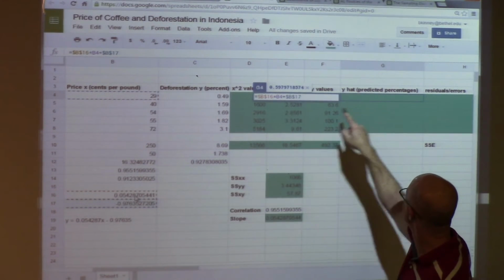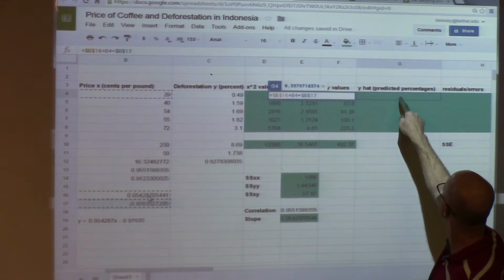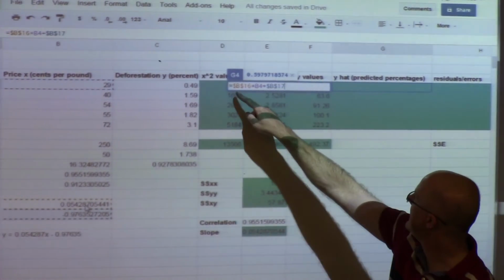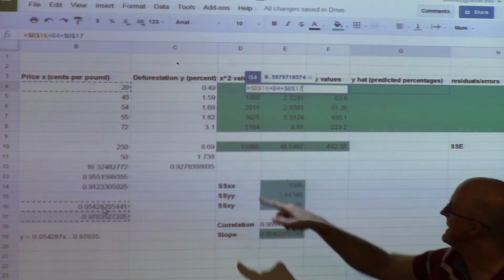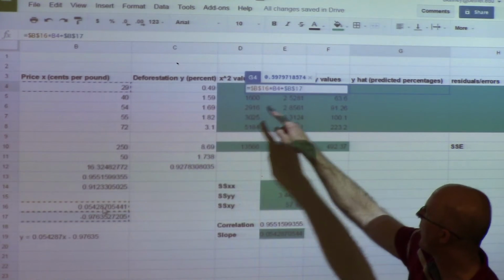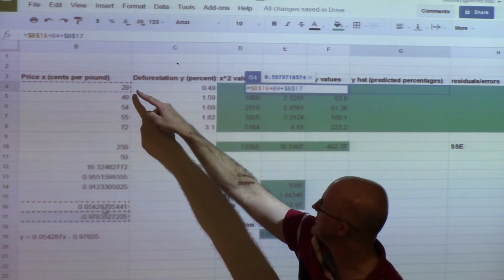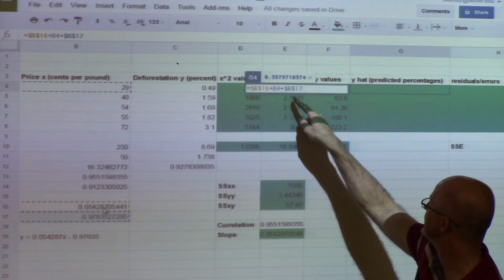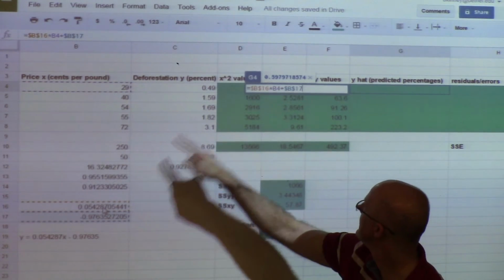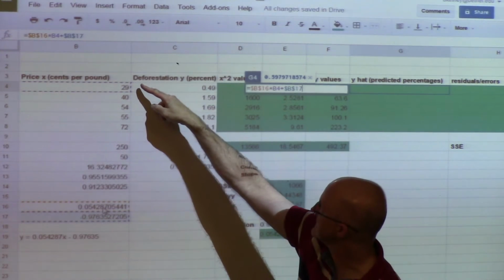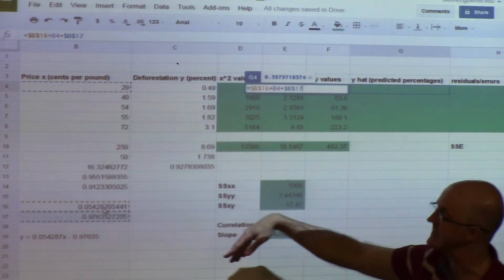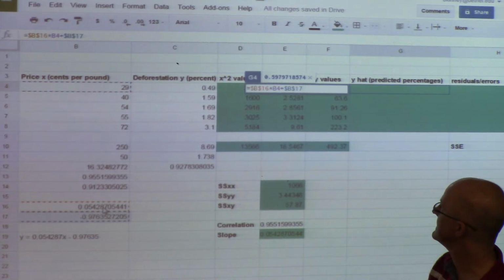In cell G4 here, I type equals $B$16, meaning I'm taking the slope, which is right there, times B4, that's the x value that I'm plugging in, 29, plus $B$17, that's the intercept right there. I don't use dollar signs for the B4 because I want that to get updated to B5 and B6 and B7 and B8 as I copy and paste. But I want the slope and intercept to stay the same.